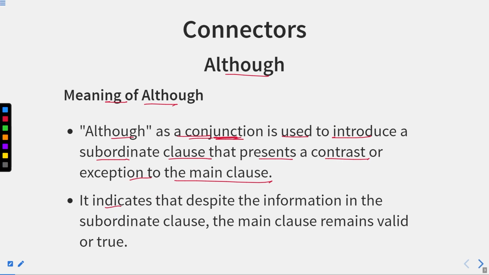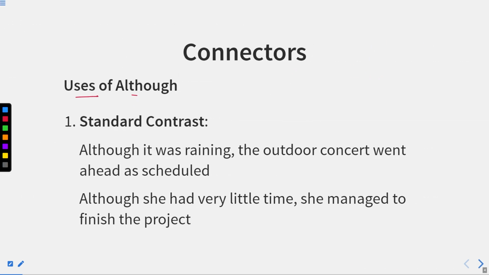So it indicates that despite the information in the subordinate clause, the main clause remains valid or true. Whatever the matter was, the thing described in the main clause continued as it is. It means it does not get affected by the situation given in the subordinating clause. So although serves as the contradiction between the main clause and the subordinating clause. Whatever is given in the subordinating clause will not affect the situation given in the main clause. Now we'll read the uses of although.